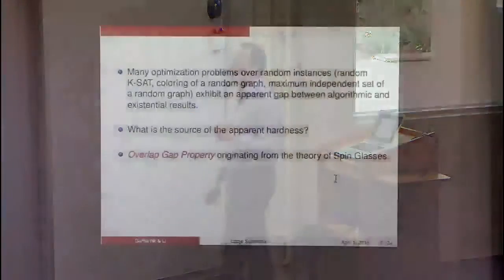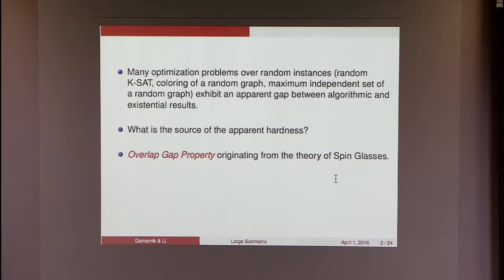That would be nice. And one of the things that seems to be hindering the progress and creating the obstacle is a certain property. For lack of a better word, I'll call it the overlap gap property, sometimes referred to as the clustering property or shattering property, that really originates in the theory of spin glasses in statistical physics, but you don't need to know anything about statistical physics for the purposes of this talk.